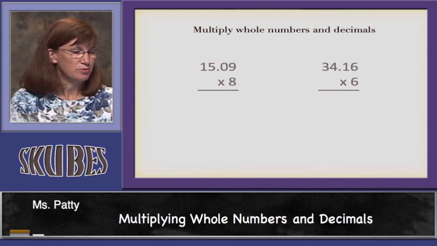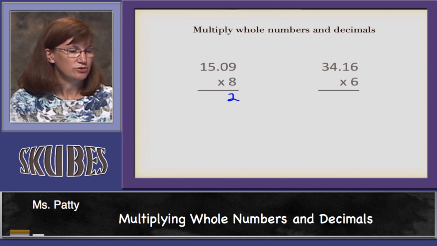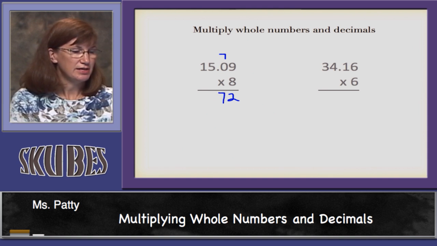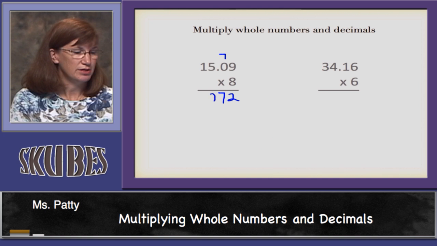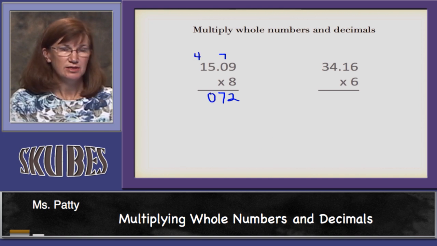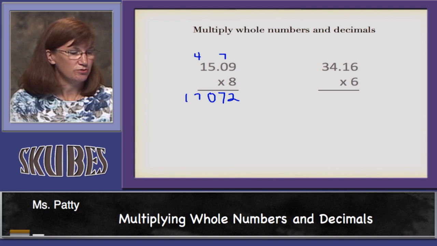15.09 times 8, let's multiply. 8 times 9 is 72. Write down your 2, carry your 7. 8 times 0 is 0, plus 7 is 7. 8 times 5 is 40. Write down your 0, carry your 4. 8 times 1 is 8, plus 4 is 12.